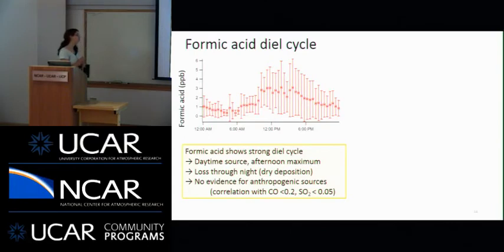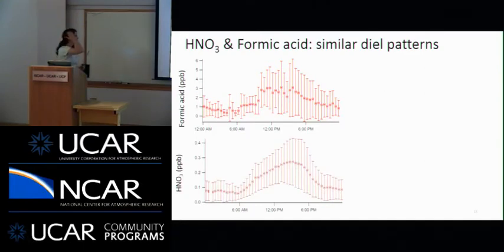We have no evidence for anthropogenic sources. No correlation with CO or SO2. We're pretty sure this isn't an anthropogenic source of formic acid. What's interesting, though, is that when I looked at this, I thought, wow, this looks a lot like something I studied in my PhD thesis, which is nitric acid. And nitric acid has a beautiful diel cycle that matches formic acid. And in no way, shape, or form am I suggesting that there is a functional or chemical reason for nitric acid and formic acid to be similar. What I am suggesting is that they have similar sources and sinks, and that we can use the similarity to just tell us something about the lifetime.